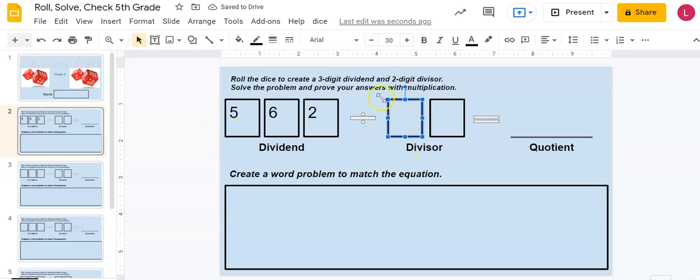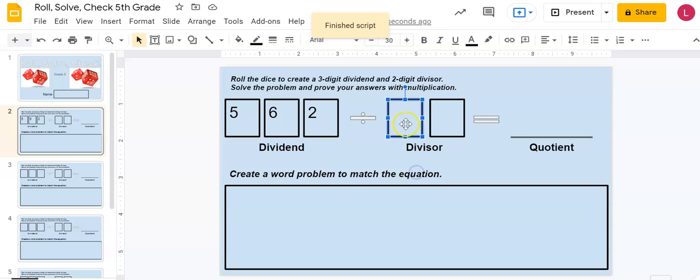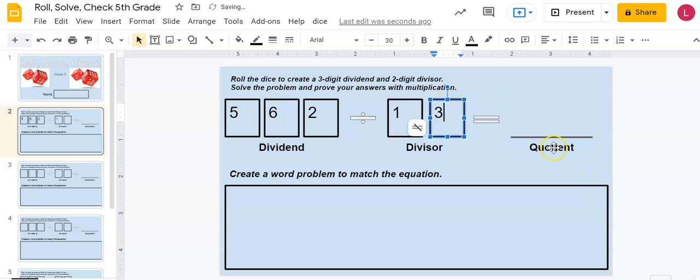Now I want a 2-digit divisor. So I'm going to go back to my dice again and roll 2 dice. I rolled a 1 and a 3. A 1 and a 3.